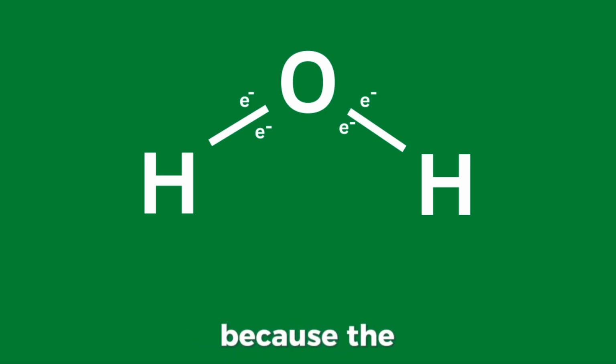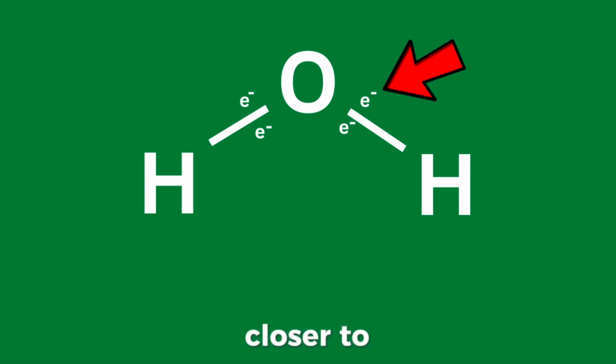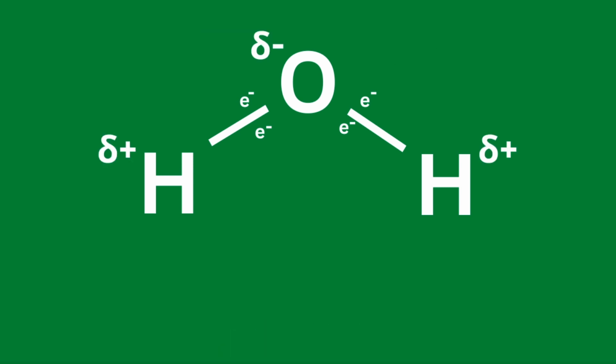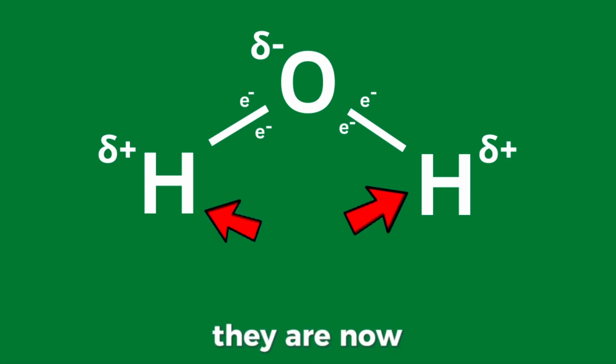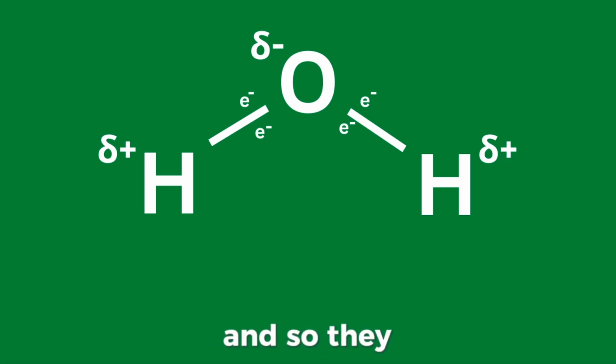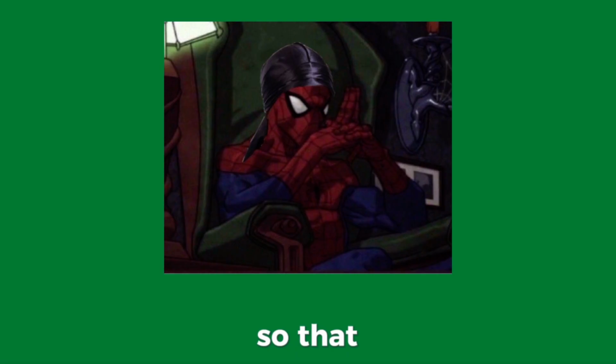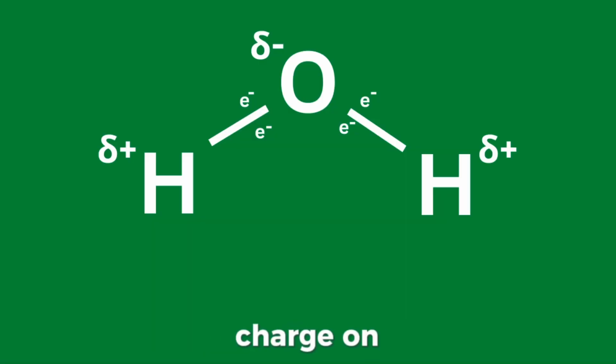And because the electrons, the negative charge, are closer to oxygen, the oxygen ends up being slightly negatively charged. And because the electrons have shifted away from the hydrogens, they are now lacking a negative charge, and so they have a slightly positive charge. We represent this with the Greek letter delta. Delta means slight, so that means a slightly negative charge on oxygen and a slightly positive charge on hydrogen. The reason this happens is that oxygen is more electronegative than hydrogen.